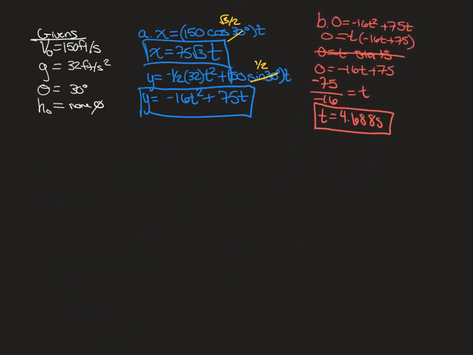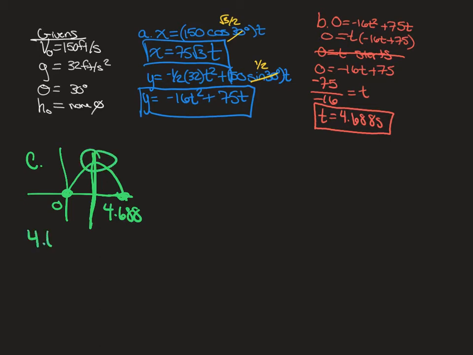Let's do part C. Part C wants to know what is the maximum height. So let's think logically for a second. This shape is a parabola. This is time 0. Ball goes up, it comes down. It comes down over here, we just proved in the last part, at 4.688 seconds. So halfway in between those two times must be the maximum height.